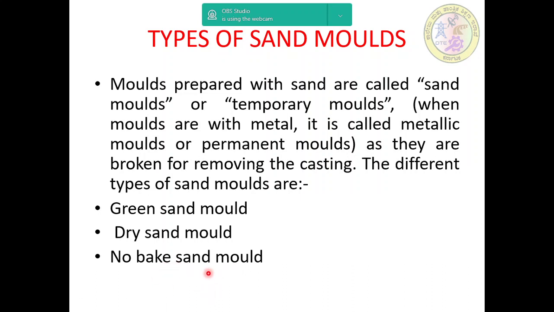The main advantages of this no bake sand mold: a high strength, around 50 to 100 times that of green sand mold, can be obtained, and molds can be stored for longer periods, highly simplified molding, and you will get dimensional accuracy and better stability, and then improved casting quality, and the surface finish also is excellent. These are the main advantages of this no bake sand mold.